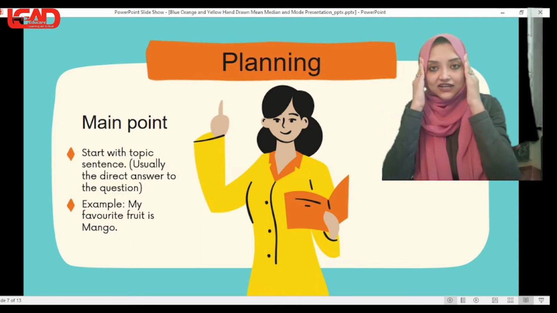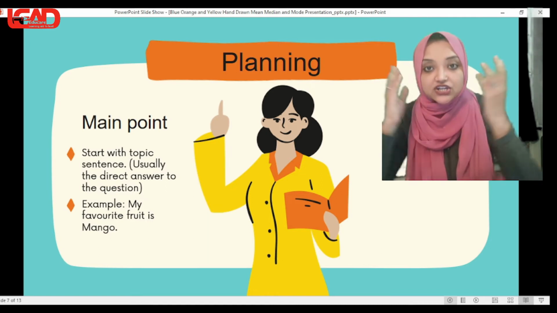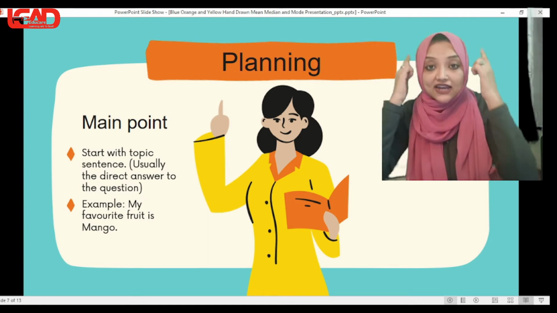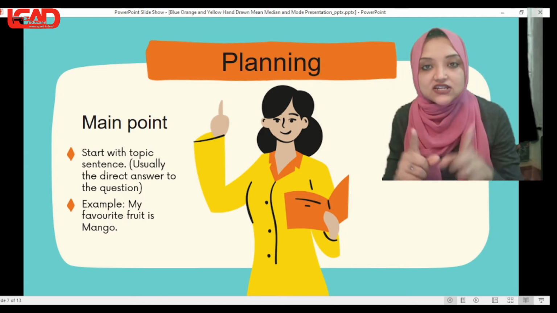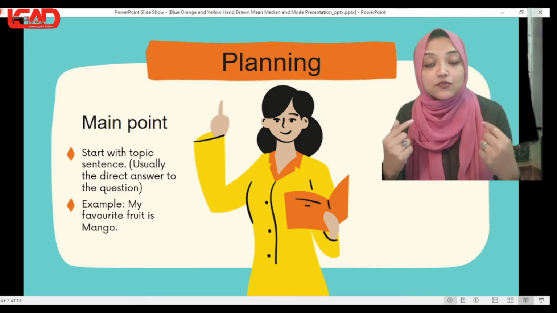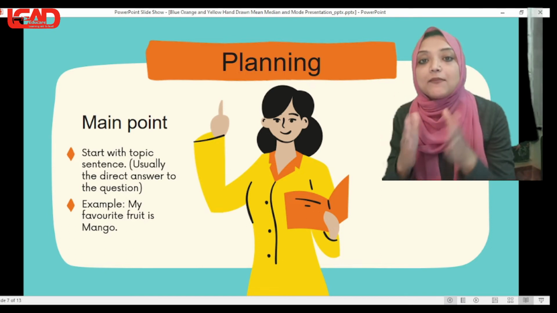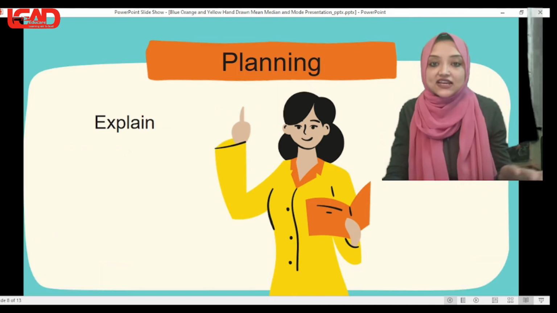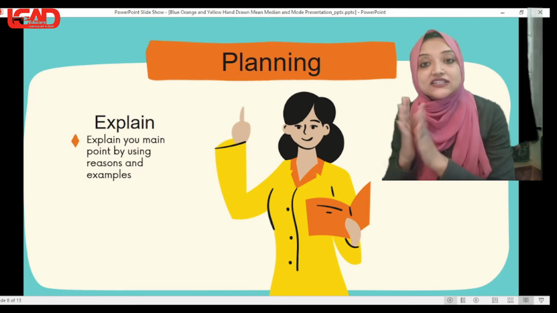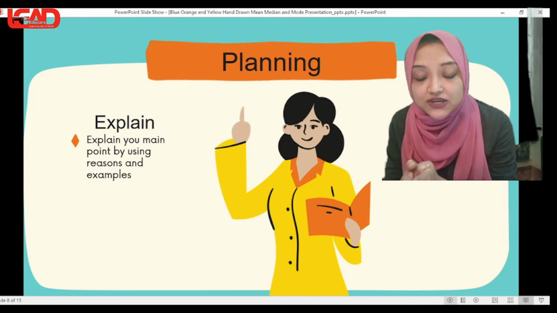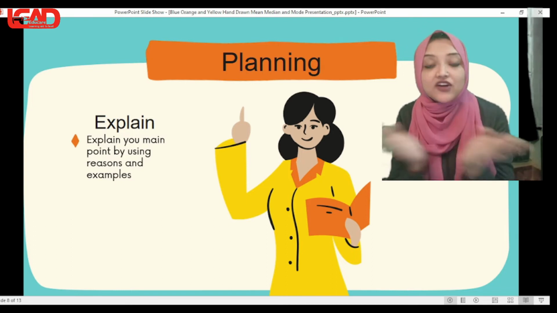So when planning, after you listen to the question and understand it, you need to plan it in your head. And when planning, remember, main point. Your first thing when you're brainstorming is making a main point. And the next is explaining that main point. Once you have planned and decided what your main point is going to be, now they might ask various types of questions.